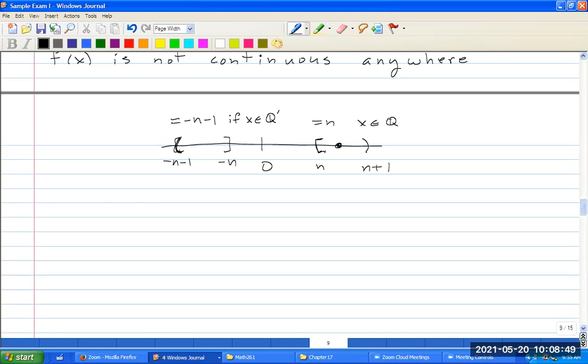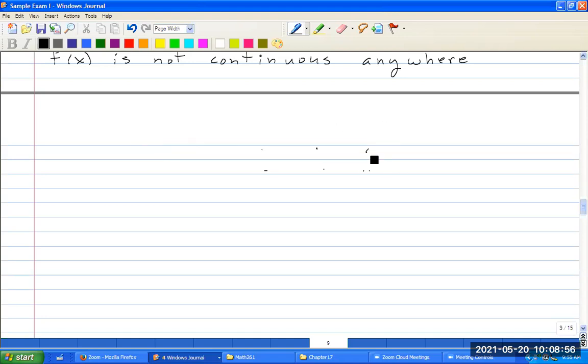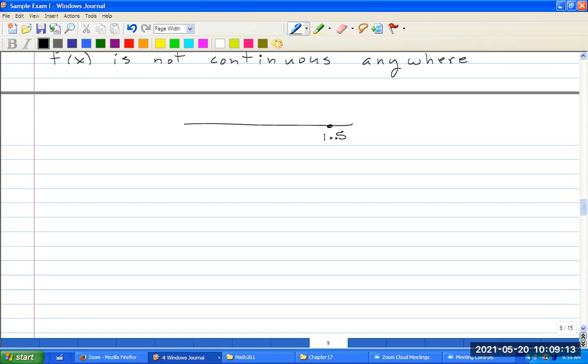And so if you take some, let me give you an actual number. Let's say I have 1.5. Take some number 1.5, okay? Then the floor of that is 1, okay? So you just get this number here, 1.